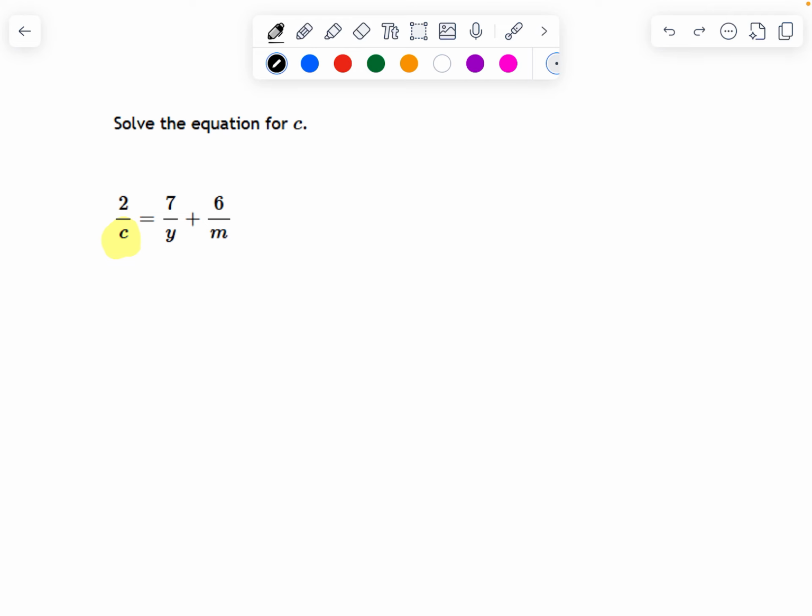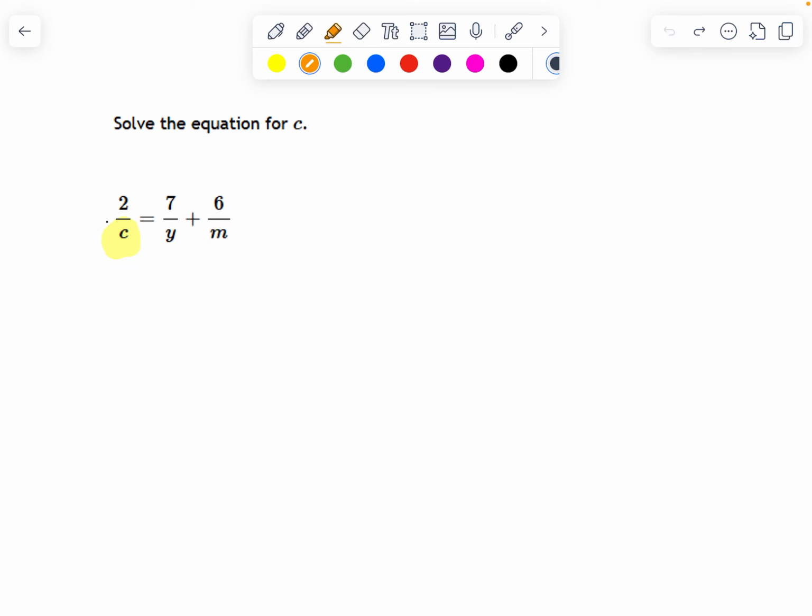To do that, fractions are division. You undo division with multiplication. So if we're dividing by C, I'm going to multiply by C. And I'm going to keep that same idea for the other fractions as well. If we're dividing by y, multiply by y. If you're dividing by m, multiply by m.